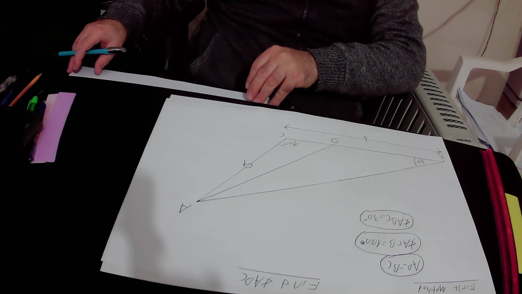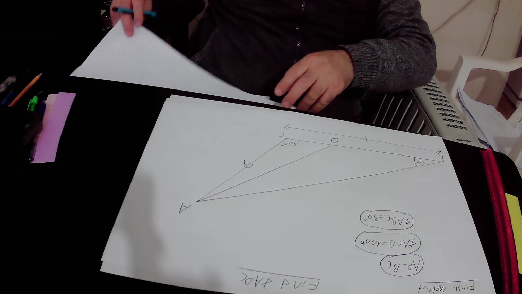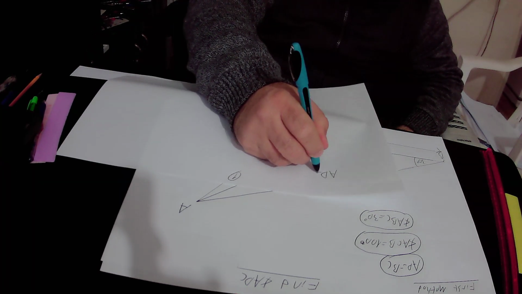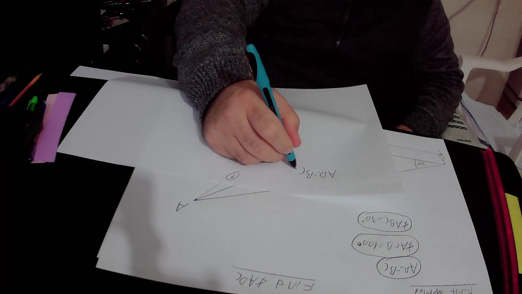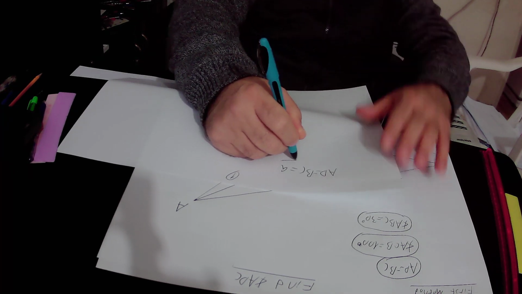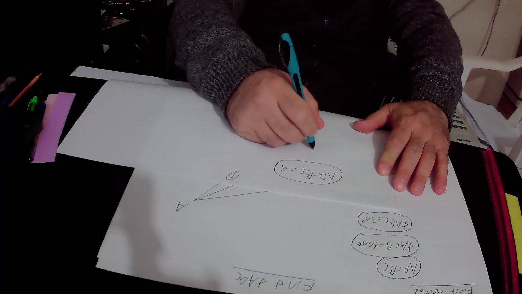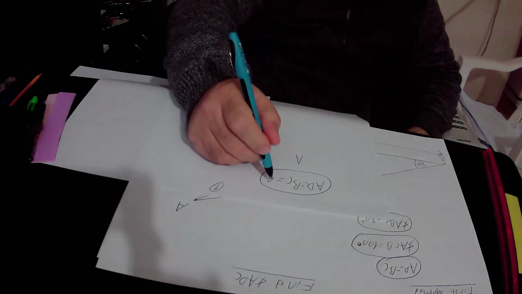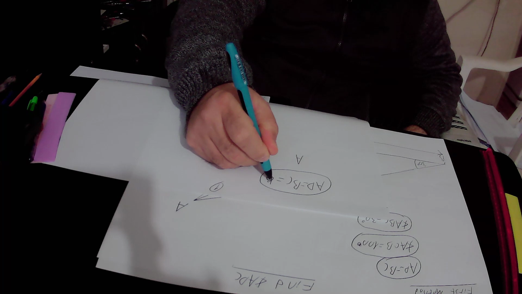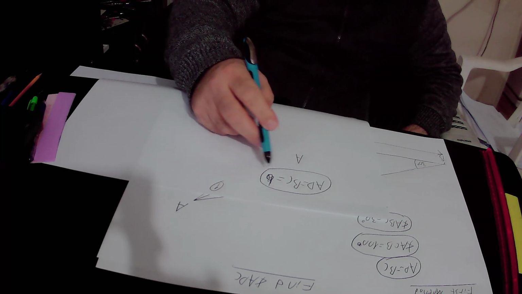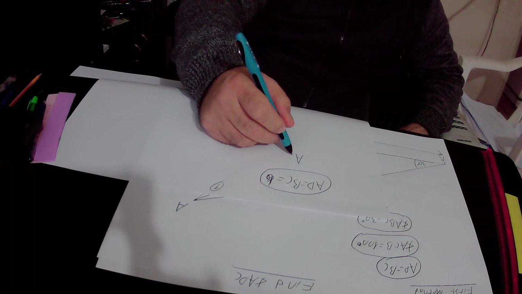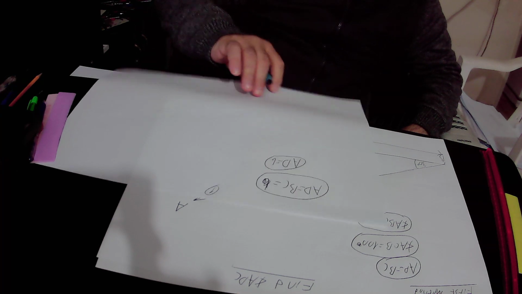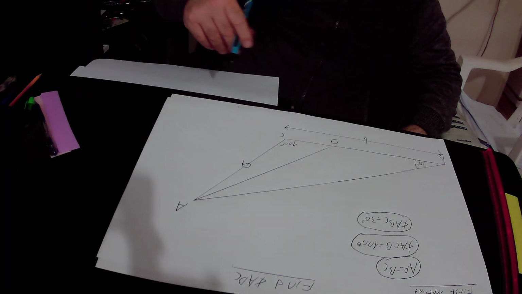and it is given in the question that AD equals BC. Since we defined BC as B, from this equation we will derive that AD also equals B. So we can write here that AD equals B.